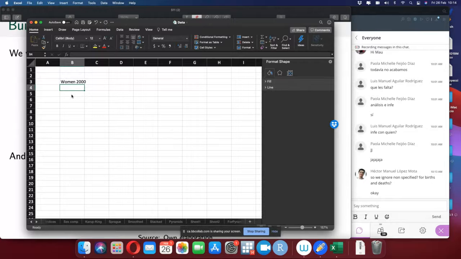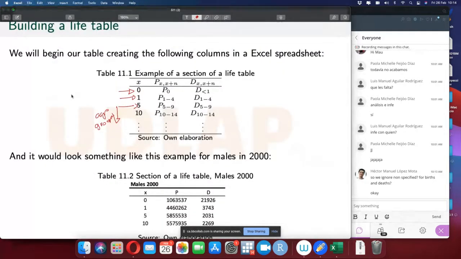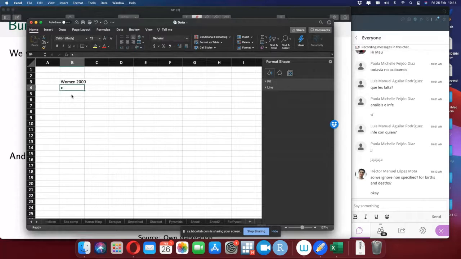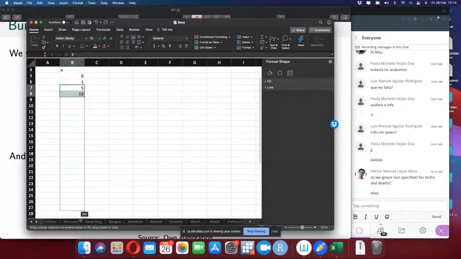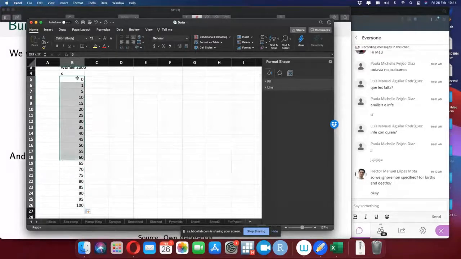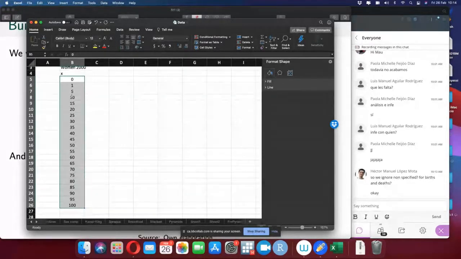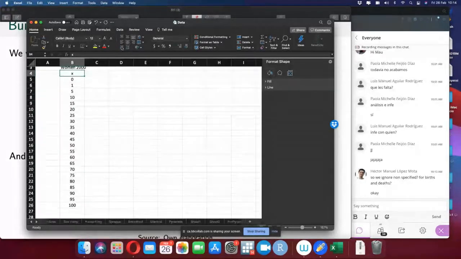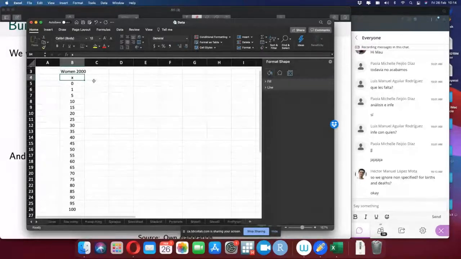Okay, let's build our life table. The first column essentially is X, is age. So 0, 1, 5, 10, and from this point we can just go all the way. My last age group is 100 and older, but if your last age group is 85 and older, then 85 would be your last value for X.